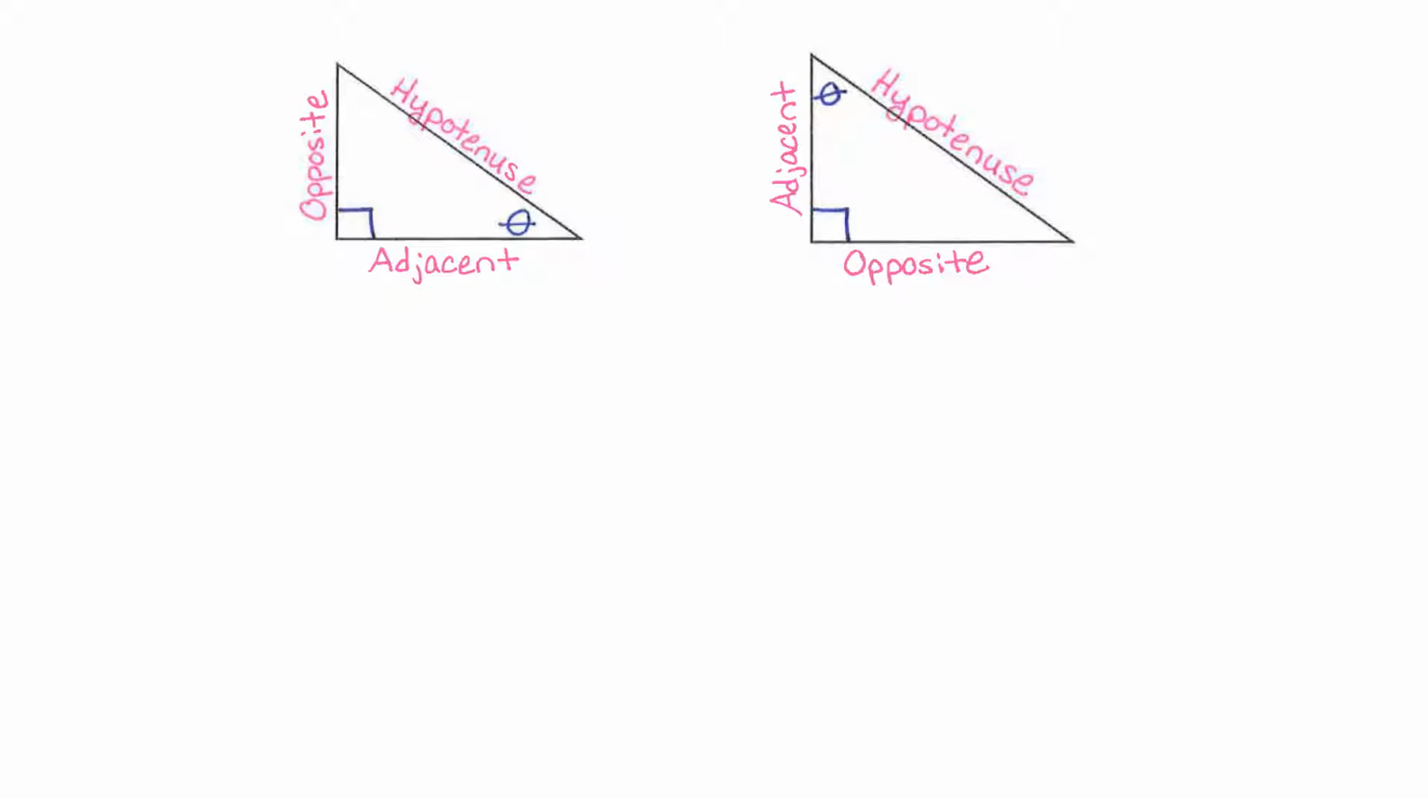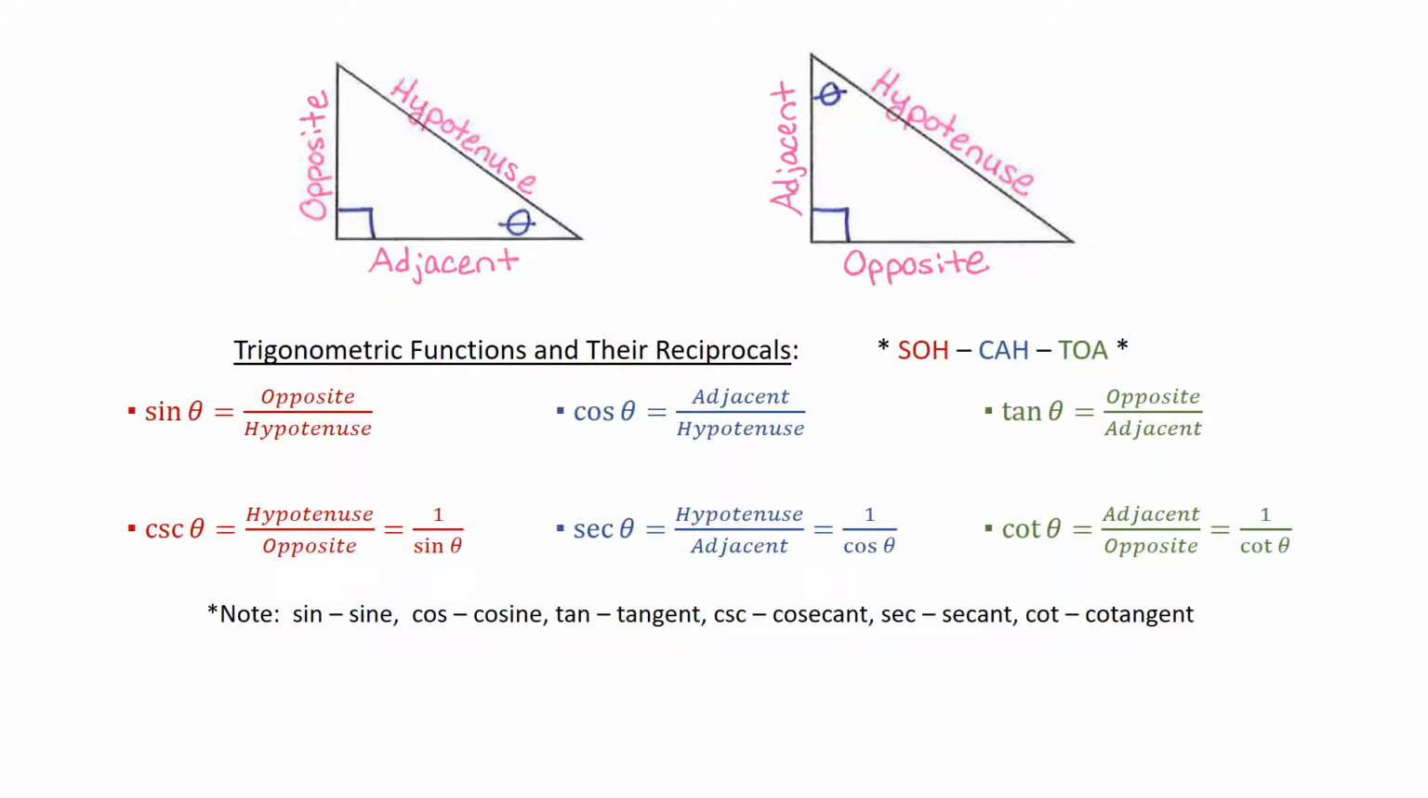Now, our trig functions are defined using the sides of the triangle. So our three main trig functions are sine, cosine, and tangent. And these are represented using sin for sine, cos for cosine, and tan for tangent. So sine theta can be found using the ratio opposite over hypotenuse. Cosine theta is adjacent over hypotenuse, and tangent theta is opposite over adjacent.